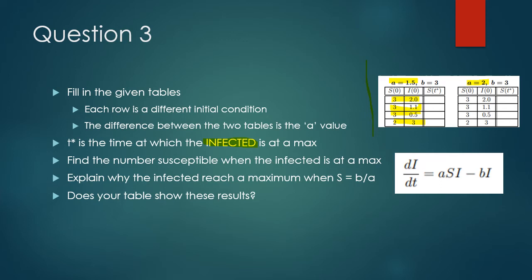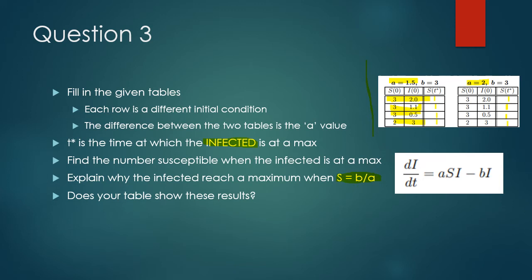So you just plot each one. You enter A equals 1.5, B equals 3. You put a specific initial condition in, and then you find out where the maximum infected is, and look at that same time how many susceptible there are, and then you enter it into the table. And try doing it as precisely as possible. And when you do it, you'll notice that the number of susceptible when the infection is at its max will be B by A.